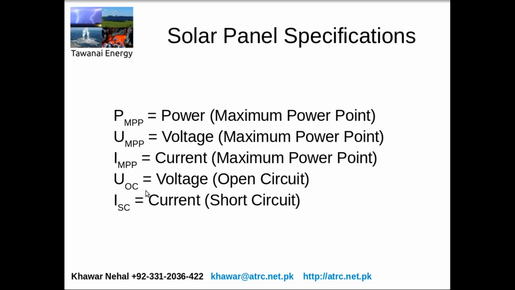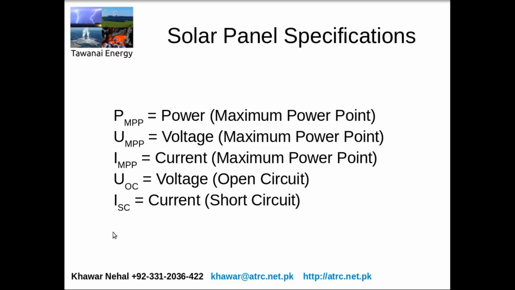Then UOC, which is the voltage at open circuit. Open circuit is when the two wires, the plus and minus coming from the panel or module, whatever you prefer to call it, are not connected to each other. If you do connect the two wires together, you would create something called a short circuit, and this ISC is the representation of the current that will be going through the wire. Don't do this for more than a few seconds if you actually do short circuit the solar panel.